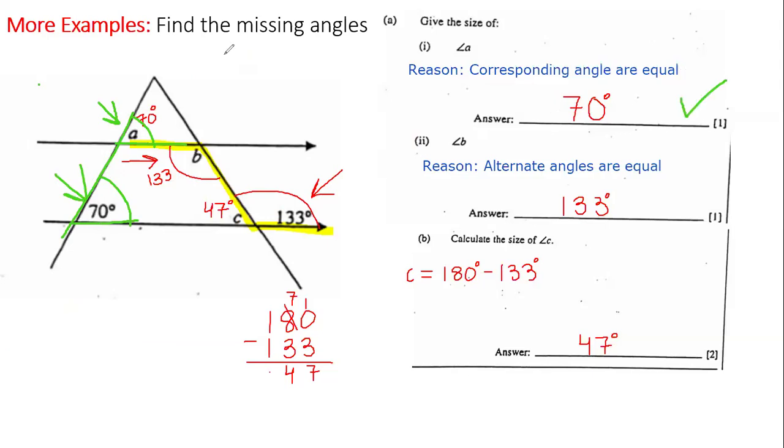Next, why do we say that B is alternate angles? Alternate angles are equal because it forms a Z shape. If this right here is 133, then this right here must be 133, so they must be equal. Do we understand that? Let me know, please. Yes, sir.